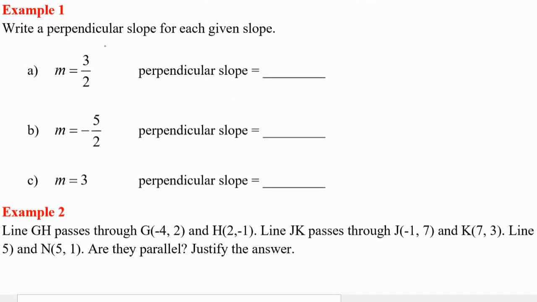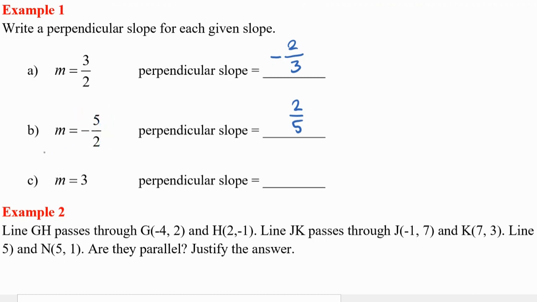Okay, write a perpendicular slope for each given slope. So let's make a negative reciprocal. So to make a negative reciprocal of 3 over 2, we simply flip the number, 2 over 3, and put a negative sign. That's it. What if it's a negative number? So let's flip the number and put a negative sign. When negatives are together, it becomes positive. So if it is already negative, you just remove the negative sign.